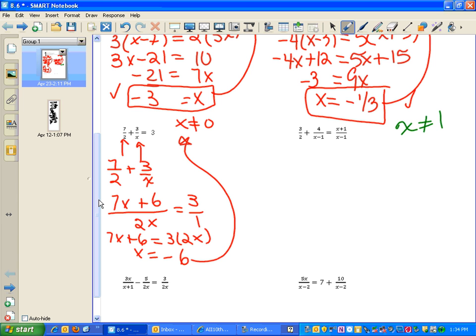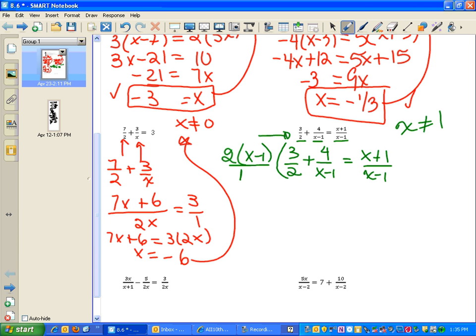All right. So, look at all three of your denominators. If I wanted to multiply by something to eliminate them, or if you want to think about if I wanted to get a common denominator, what would my common denominator be? 2 times x minus 1, right? Are you comfortable with that? So look what happens when I multiply 2 times x minus 1. We're going to put that over 1. And I'm going to take 3 over 2 plus 4 over x minus 1 equals x plus 1 over x minus 1.